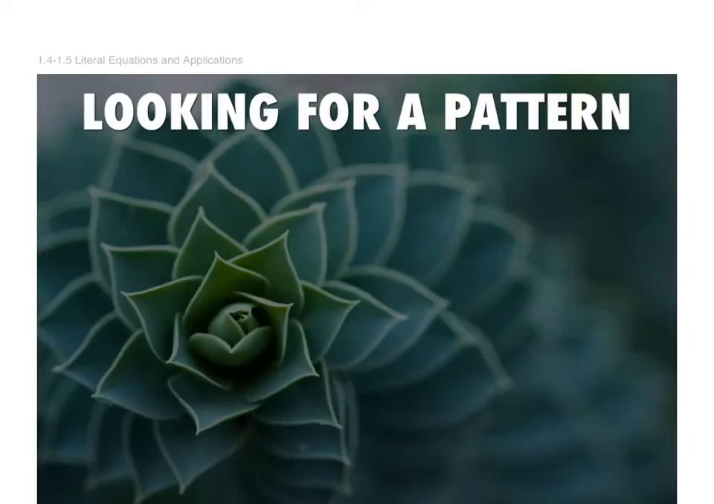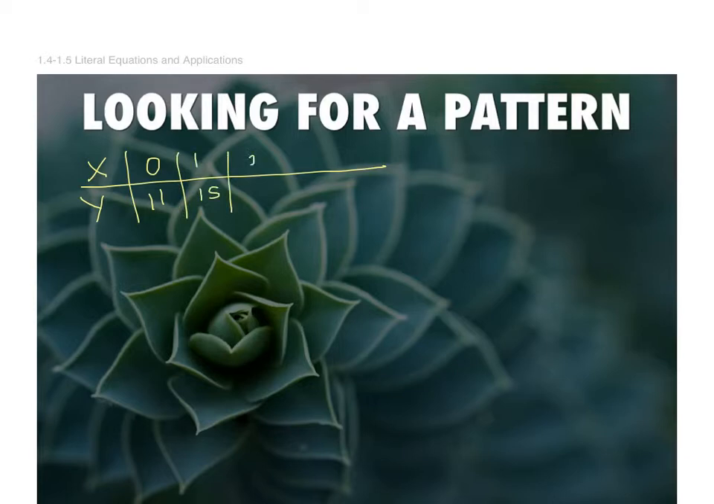Alright, so on this next step we're going to be looking for a pattern. So I'm going to give you a table, like a function table, and then we're going to look for a pattern inside that function table. So for example, we're going to have x and y, and when x is 0, y is 11. When x is 1, y is 15. X is 2, y is 19. 3 is 23.